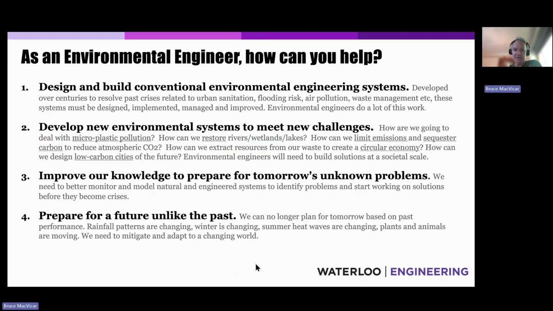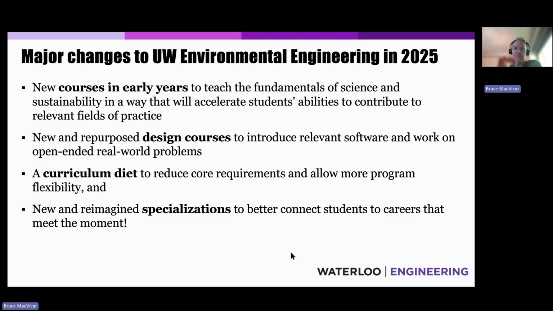So we need to adapt to this changing world. So we made some big changes, we think. There are some new courses in the early years that I'll mention. So these are designed to teach the fundamentals in a way that will accelerate your ability to contribute to the relevant fields of practice. So to get out there and get co-op jobs that are relevant for your future careers. We've been working on the design courses so that we want to introduce the relevant software and allow more chance to work on kind of open-ended real-world problems.